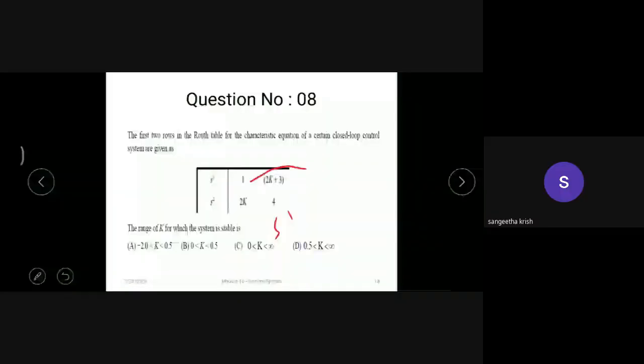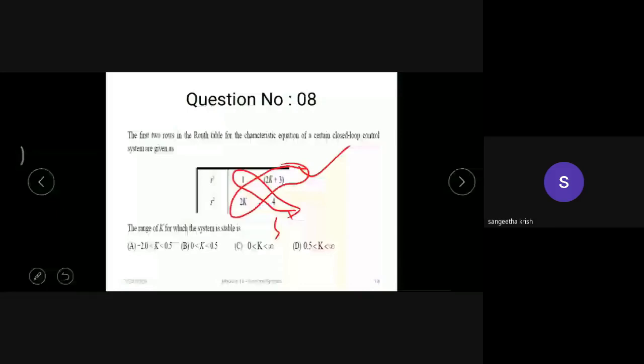And we know that to consider one, we'll multiply these two numbers, 2k into 2k plus 3 minus 1 into 4. So here we should understand that 2k into 2k plus 3 should have a number which is more than 4. Only then I will get a positive number. Since I am subtracting, for example, if 2k into 2k plus 3 is 3, then I will get 3 minus 4, which is minus 1. Then the system becomes unstable.